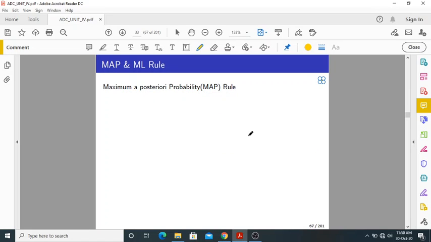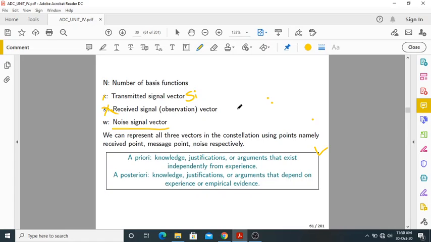Now here we have two types of rules, namely the MAP rule or the ML rule. What is a MAP rule? It is called the maximum a posteriori probability rule. Now here we have two probabilities. Somewhere I have written a priori probability and a posteriori probability. You try to understand the definition of these two probabilities.